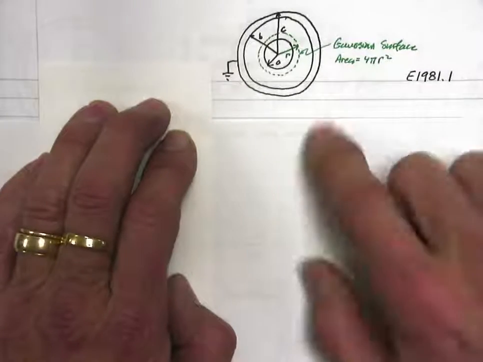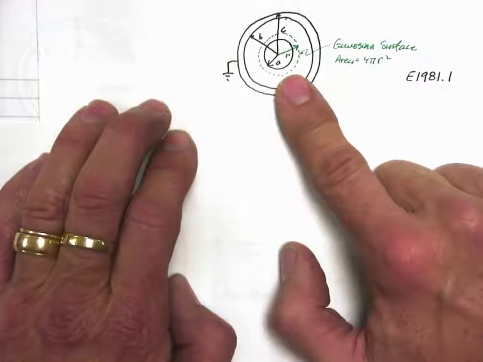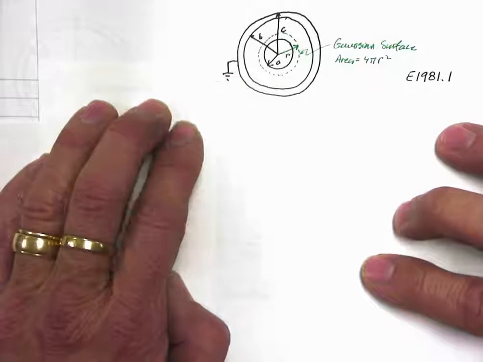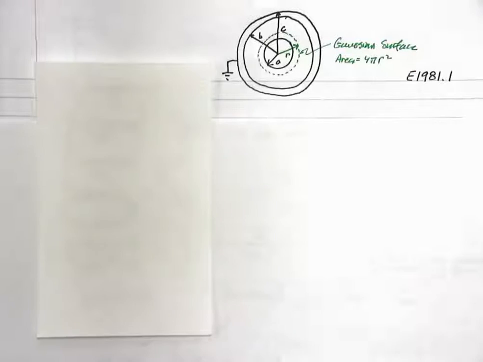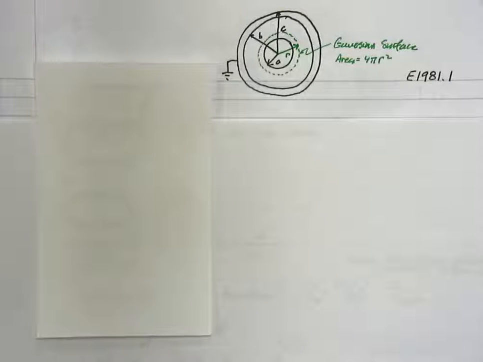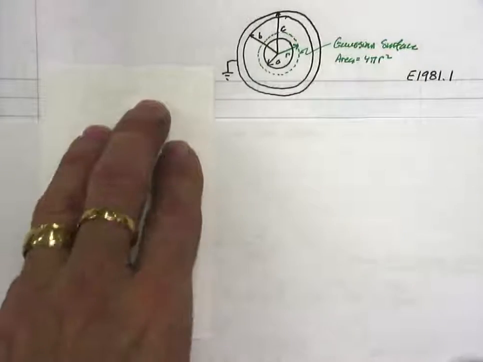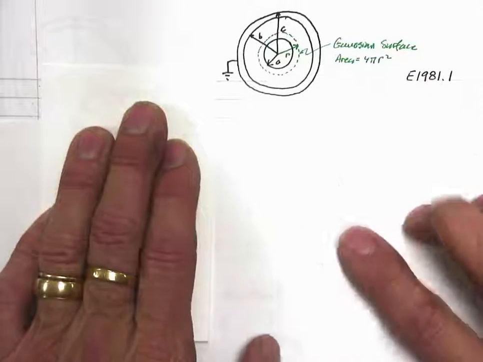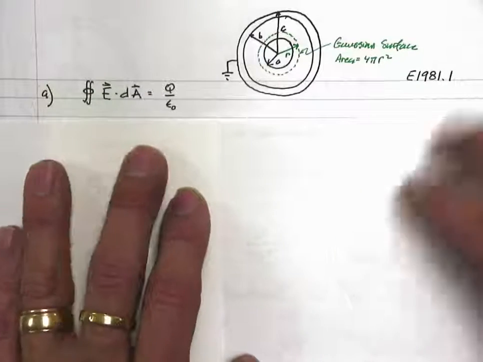Also, just a little reminder, the sphere has a charge of Q. You're going to ground the outside and then remove that grounding wire. The reason they do that is they want you to know that the outer shell has an electrical potential of 0. So the first part, finding the electric field between A and B, uses Gauss's law.